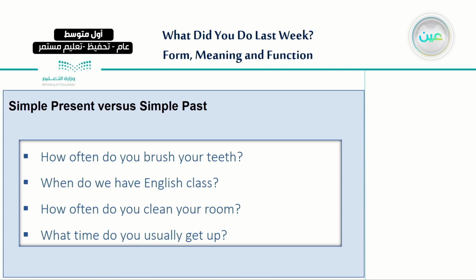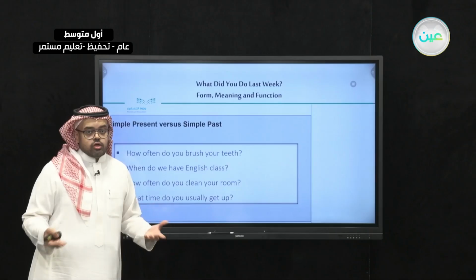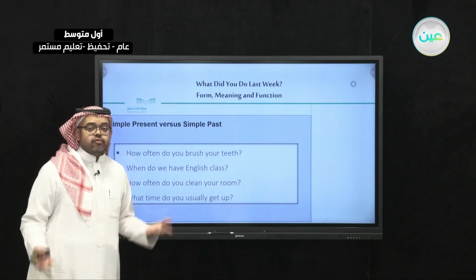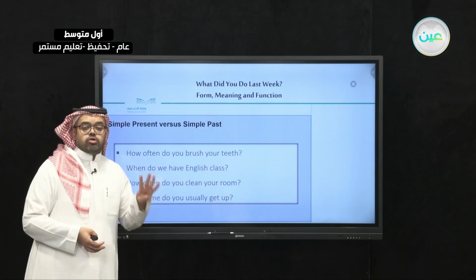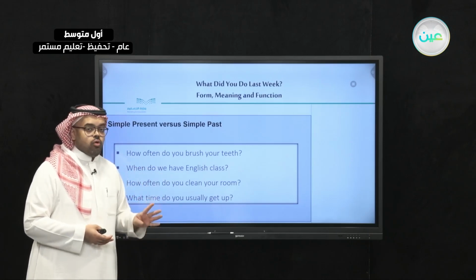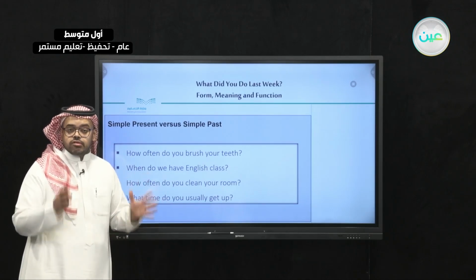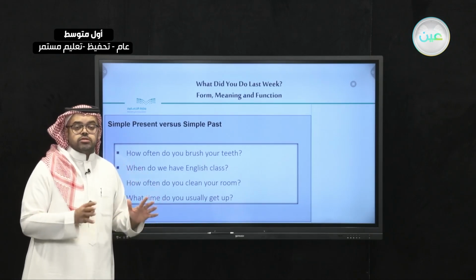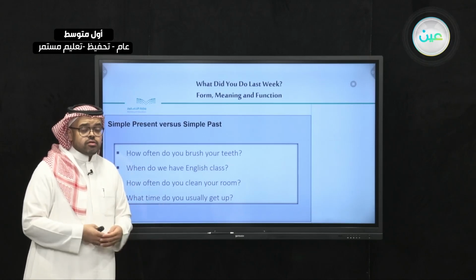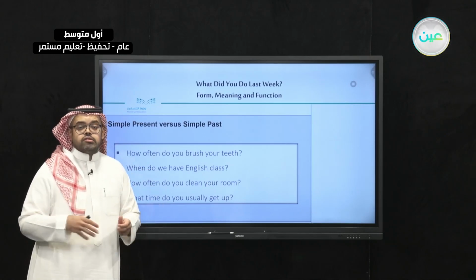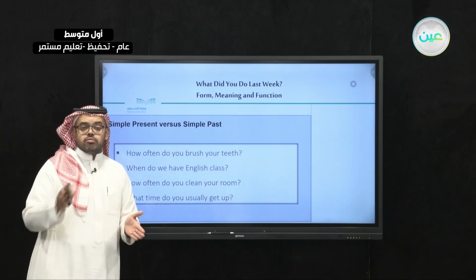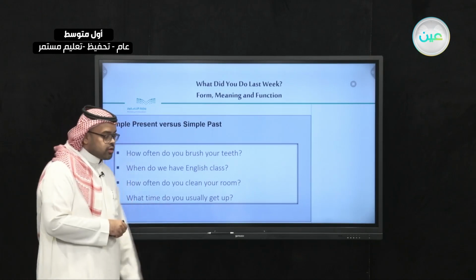Next, when do we have English class? You may say that we have English class 4 times a week. So this answer is in the simple present tense. And why is it in the simple present tense? Because this is something regular, something frequent that happens every week.